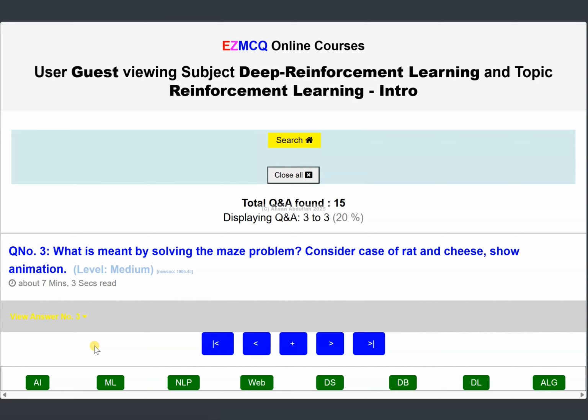So we are at 10B, deep reinforcement learning. What is meant by solving the maze problem? What is the maze problem? For this case, we consider the rat and cheese scenario, and of course, there is an animation also. Let's look at the answer.